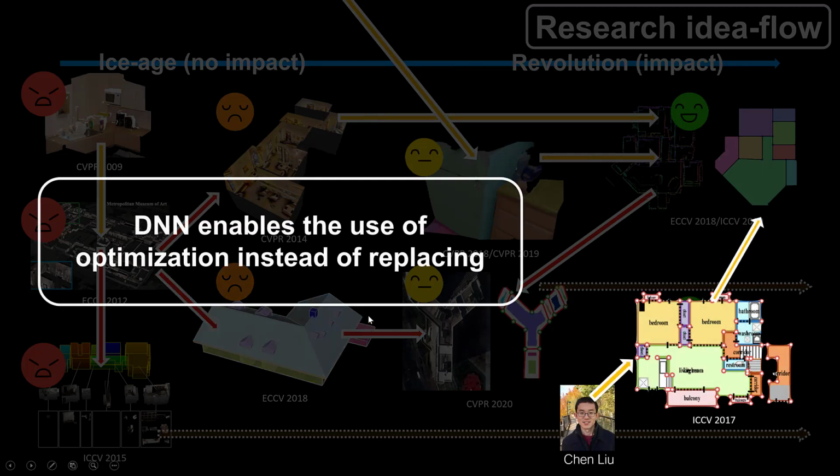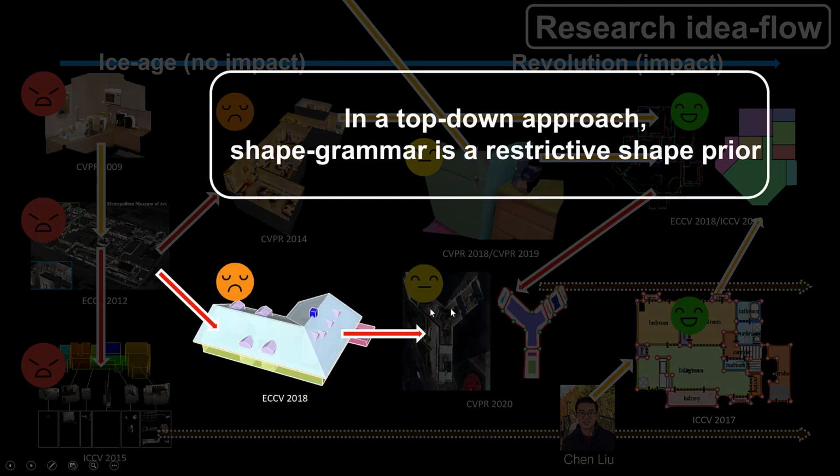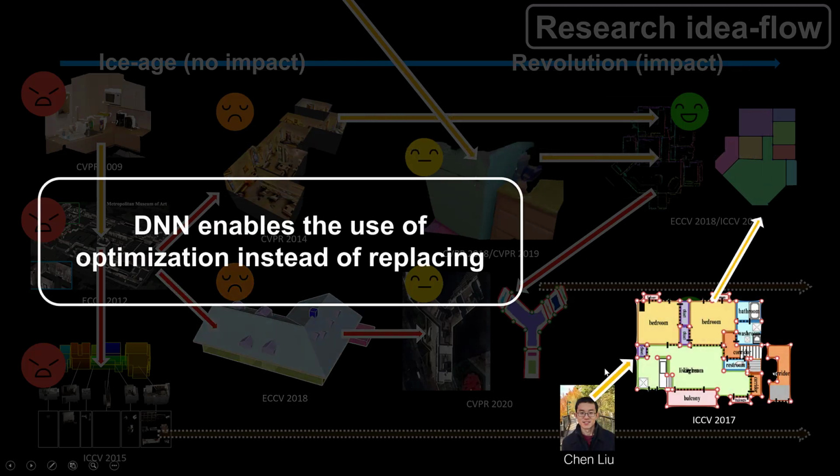And so this leads to another paper, this year's CVPR. We have another idea flowing from this side. So let me talk about this first. This is an example where the idea really came out of nowhere from my student, Chen Liu. The idea was deep learning really enables the use of powerful optimization methods instead of replacing existing optimization techniques. And this is what I mean.